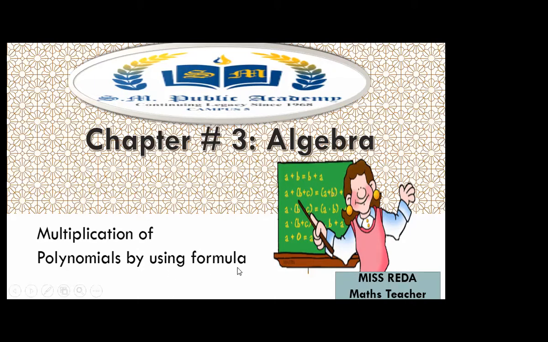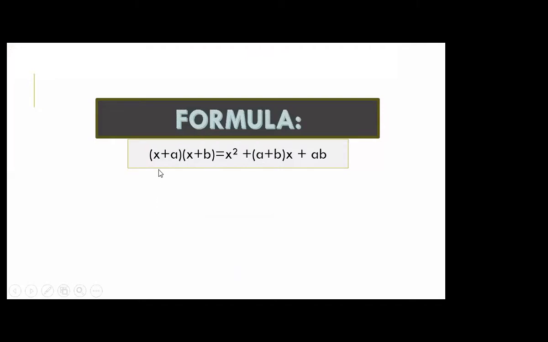Today we are going to use the formula, and here the formula is on your screen. The formula is (x + a)(x + b) = x² + (a + b)x + ab. This is the formula. In this formula, on which condition do we have to apply it?